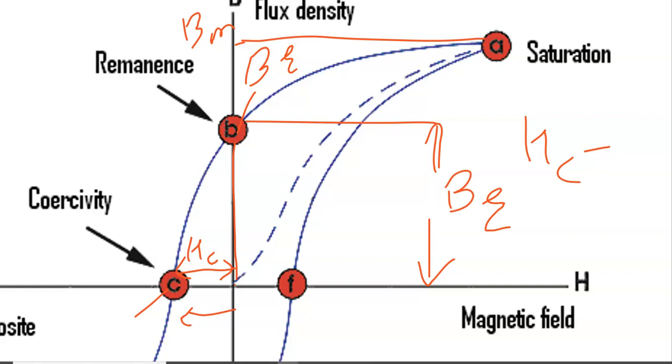Are you understanding? If any doubt is there, you can ask me. So to make the flux density 0, I have to apply magnetizing force not in the positive direction but in the negative direction. So this is coercive force: the force required to make the remnant flux density 0. Even if the magnetizing force is 0, some magnetic flux density will remain in the ferromagnetic material. That is called remnant flux density.